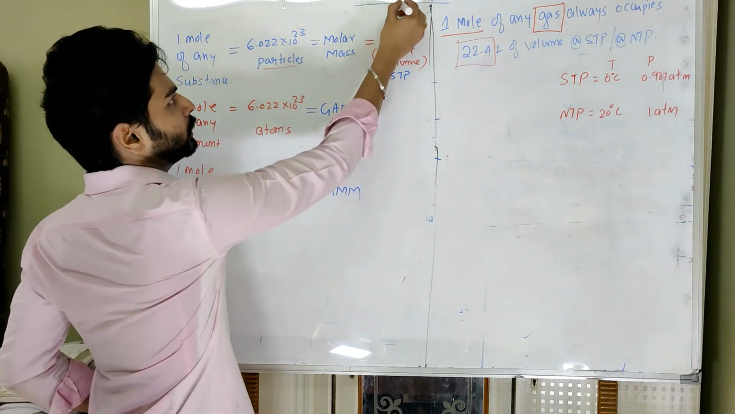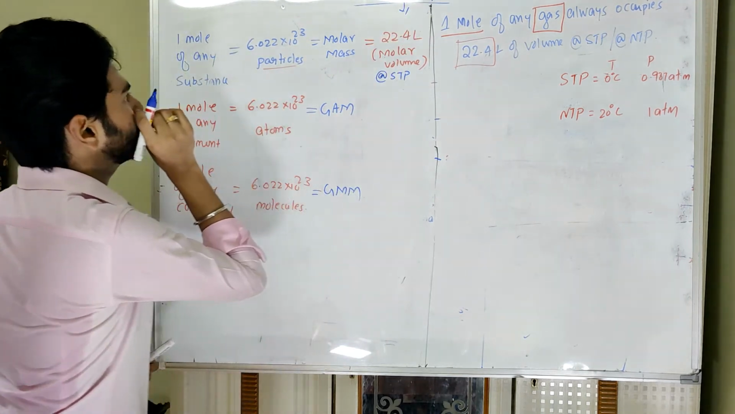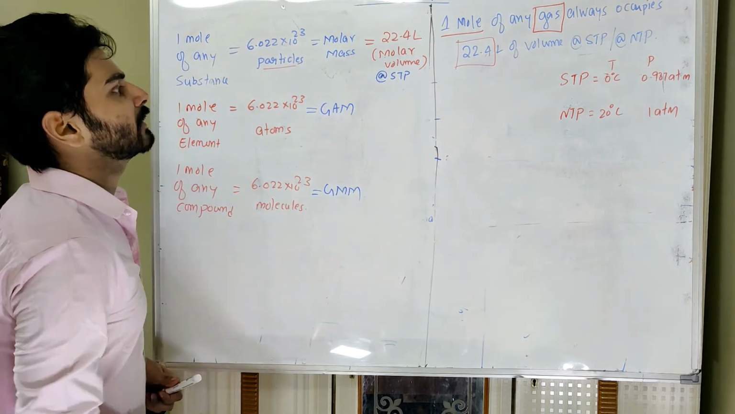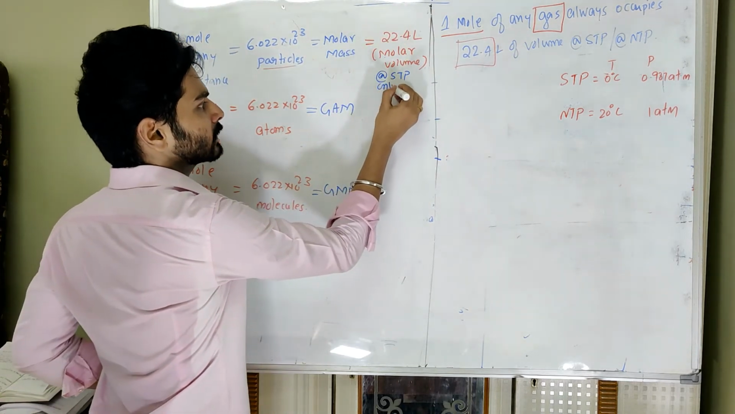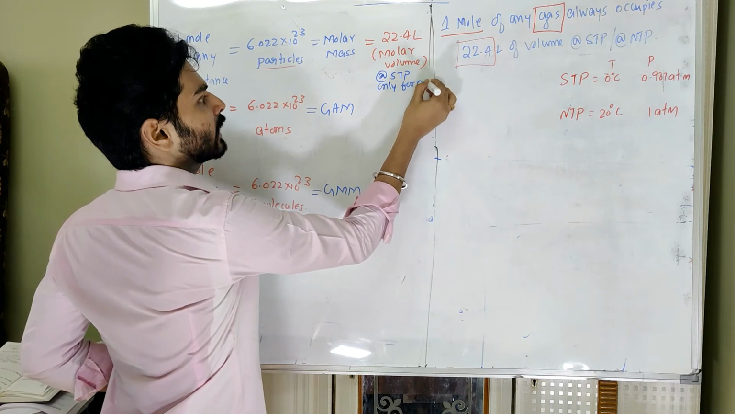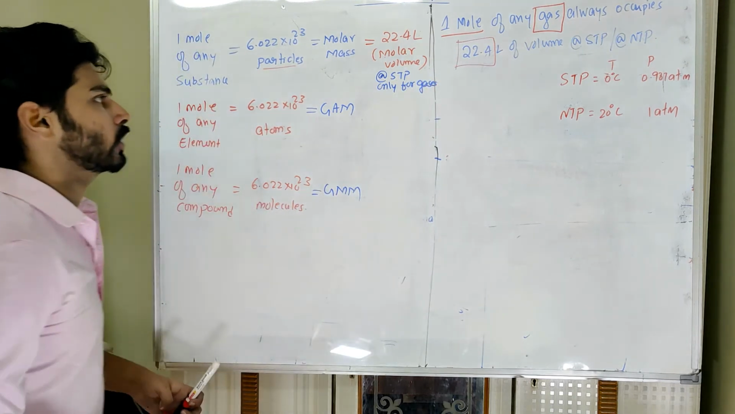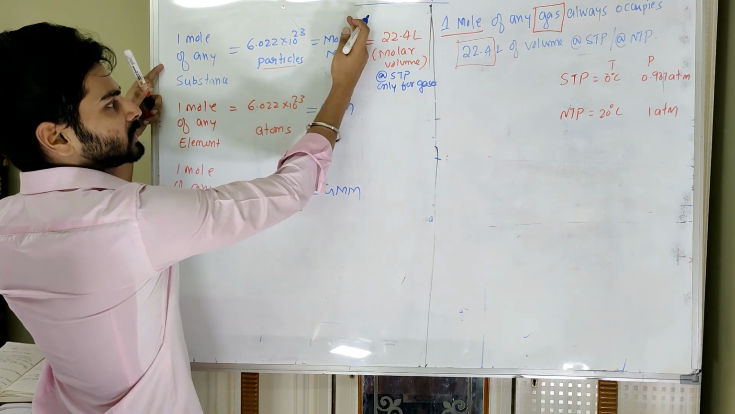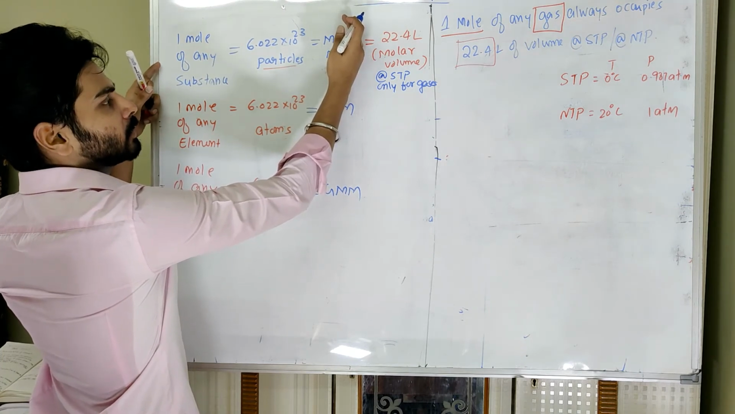And this fourth relation that we have done, unlike the first three relations, is only for gases. Only for gases. You cannot apply this for solid or liquid. But the first 3 can be applied for solid, liquid, and gases. Any physical state of matter can be used here.